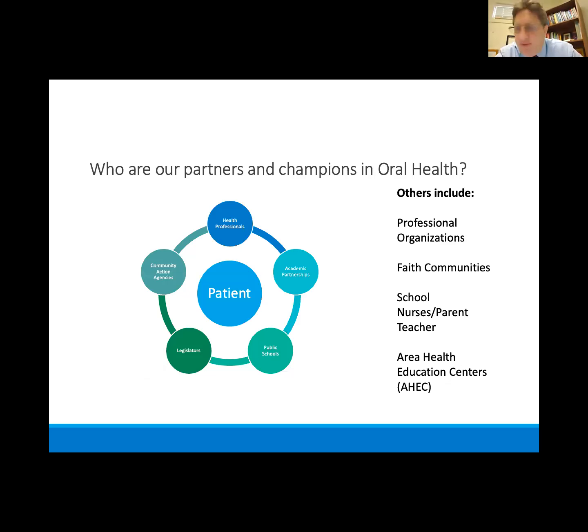So kind of akin to our patient-centered medical model, I think this is how we need to think about building programs. We need to look at the partners and the champions that will contribute to the health issue that we're trying to address. For example, in my school-based dental program, the unconventional program partners you might think of are faith communities, school nurses, area health education centers, and other professional organizations.